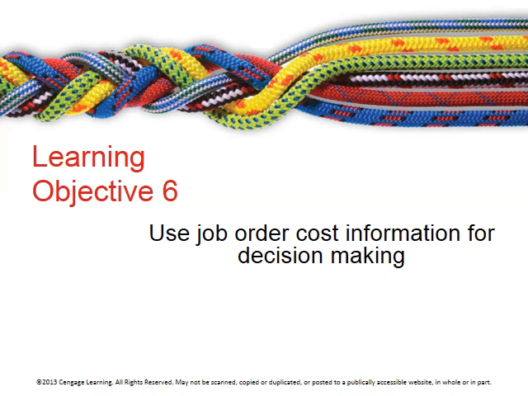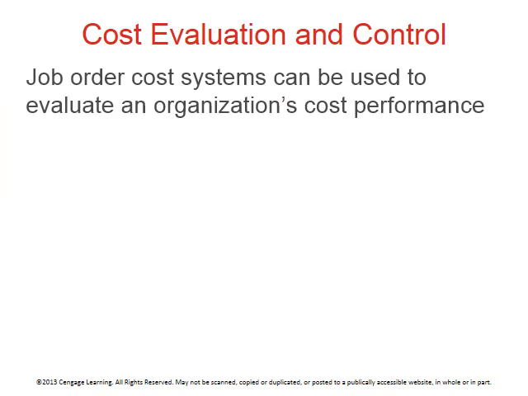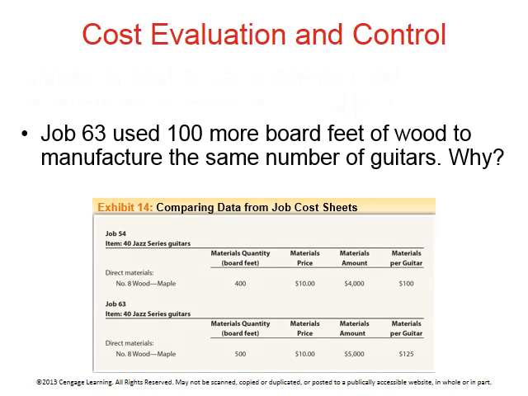All right, so we're going to look at job order cost information. We can evaluate the performance of a manufacturing process by using these job cost sheets. If we look at job 54 and job 63, both jobs were manufacturing 40 Jazz Series guitars, but in job 63 we used 500 board feet of wood, where in job 54 we only used 400 board feet. Why is that? That's the kind of insight these job cost sheets can give managers.